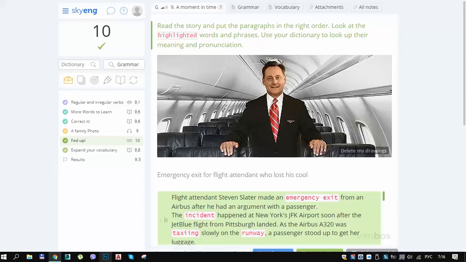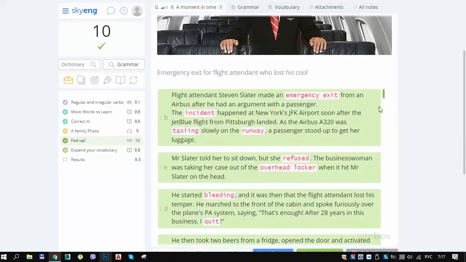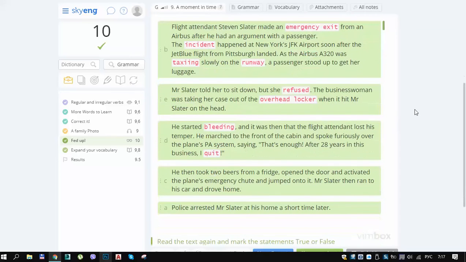Read the story and put the paragraphs in the right order. Look at the highlighted words and phrases. Use our dictionary to look up their meaning and pronunciation. Emergency exit. Flight attendant calls it quits.